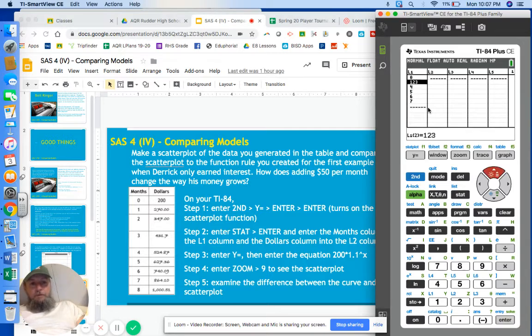Oh, I don't know if you noticed this, but it's not registering all my numbers. There we go. Months 0 through 8, and then we'll put the amount of money in for each corresponding month. So the initial value is 200, then 270 the first month, 347 for the second month.